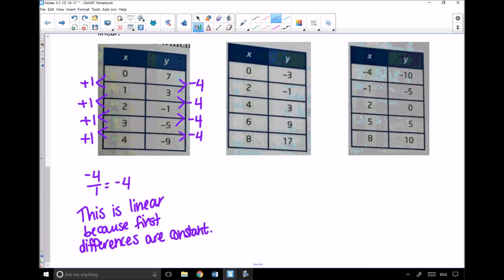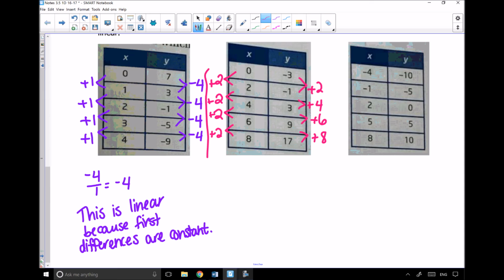Okay, so now let's take a look at the next example. This time it's going up by 2 for my x values. Okay, but my y values, it's consistent, which is good. My y values are also going up by 2 here. This is going up by 4. From 3 to 9, it's going up by 6, and from 9 to 17, it's going up by 8.